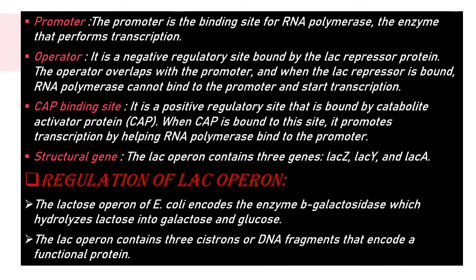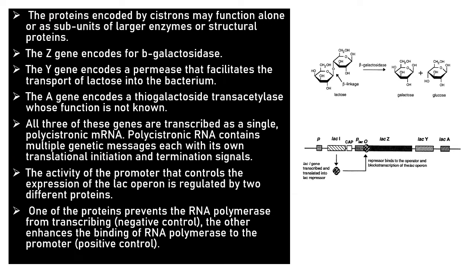What is the regulation of the lac operon? The lactose operon of E. coli encodes the enzyme beta galactosidase, which hydrolyzes lactose into galactose and glucose. The lac operon contains three cistrons, which are DNA fragments that encode a functional protein. The proteins which the cistrons encode may function alone or as subunits of larger enzymes or structural proteins.